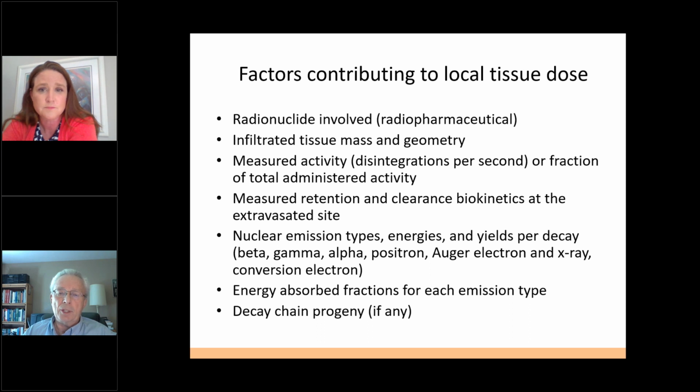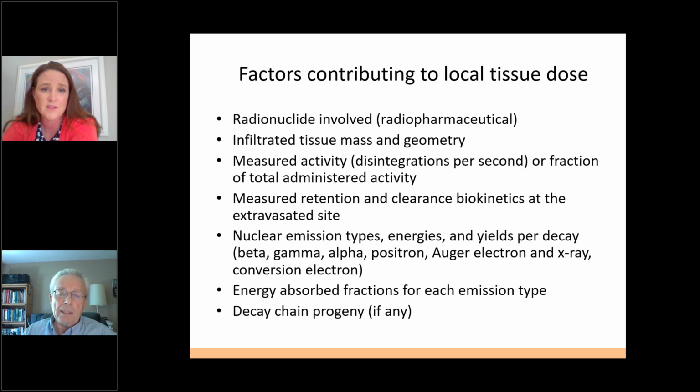Yeah, the geometry can vary. If we think of a pancake shape, the dose is going to be much different to that pancake than it would be to a tennis ball type of infiltration, because in the tennis ball case, a lot more of the energy is absorbed locally, whereas with a pencil-like distribution or a pancake, a good part of that radiation energy will leave the site, either to surrounding tissue or to the infinite space beyond.